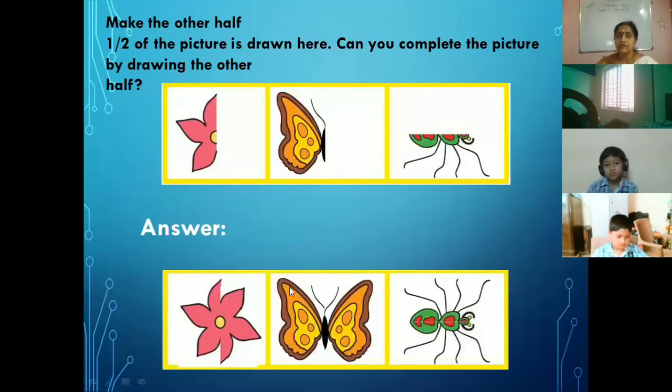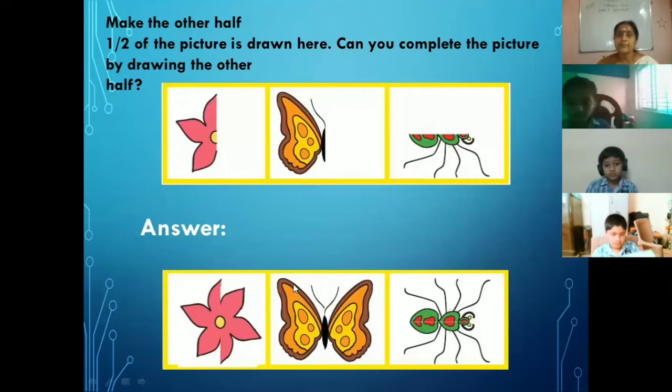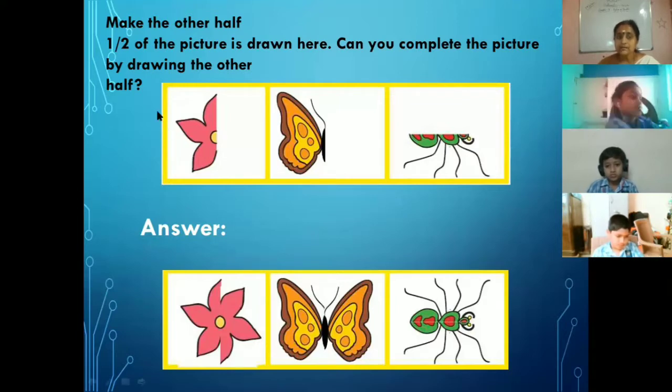Make the other half. Half of the picture is drawn here. Can you complete the picture by drawing the other half? Okay, so here this is the picture given to us. So what we have to do? We have to complete the other part. So it is like this. Okay, children? Could you see it? Yes, ma'am. Okay, fine.